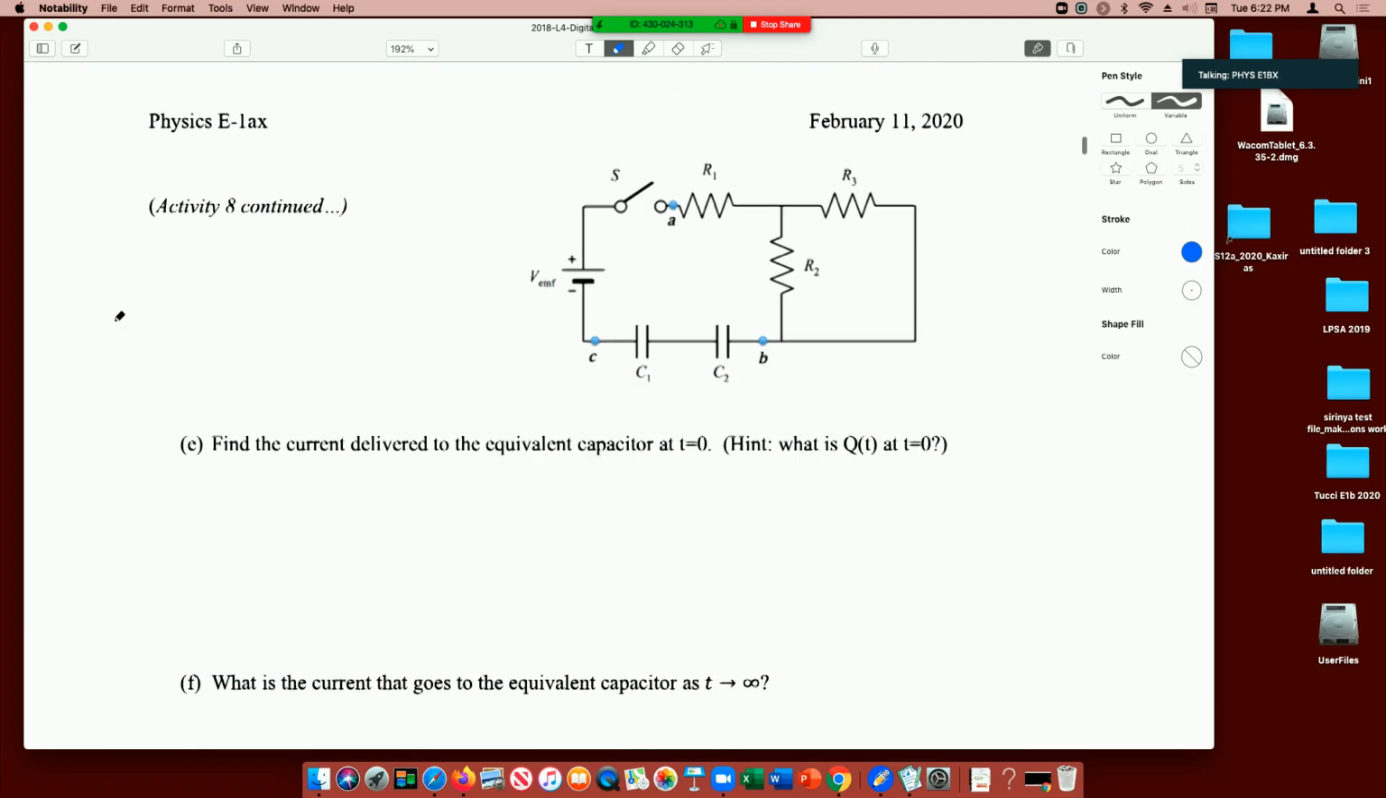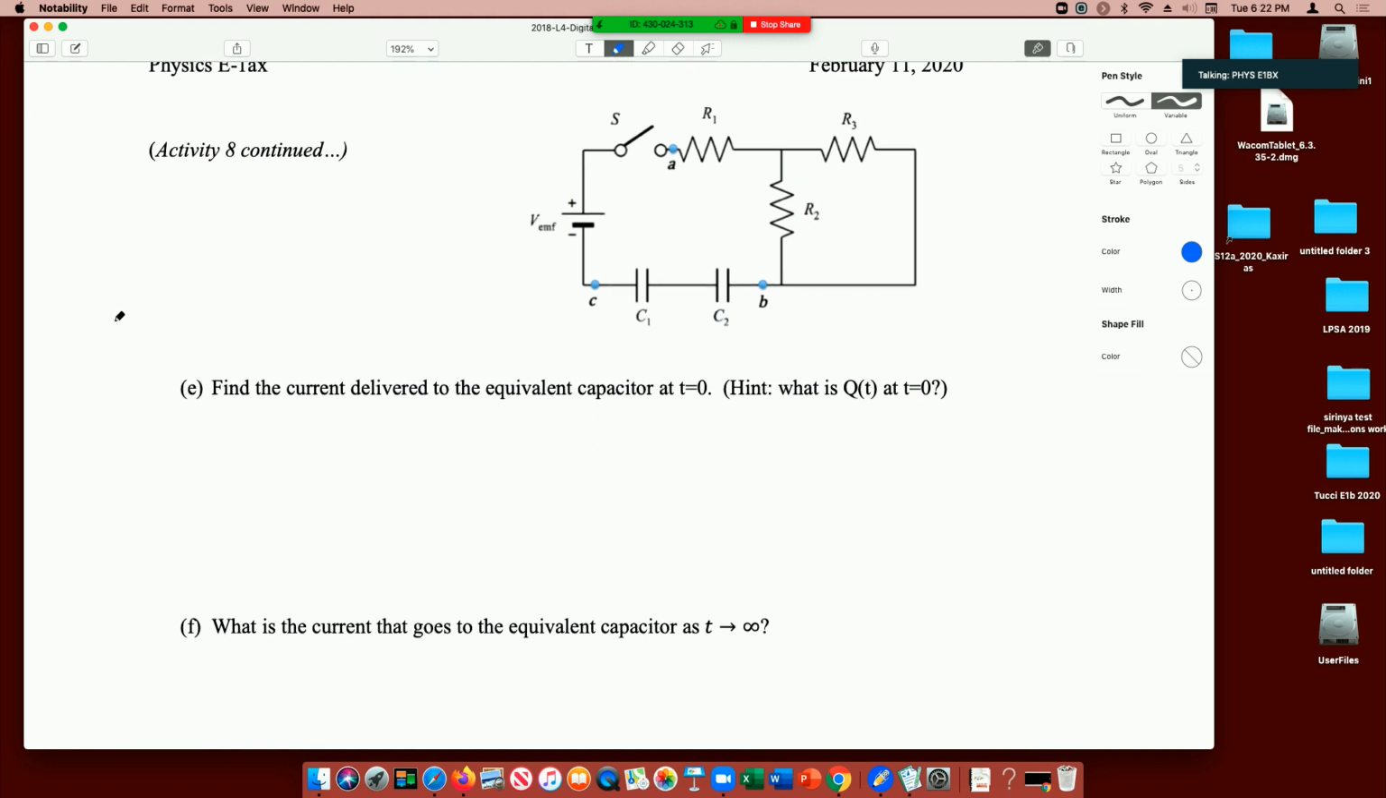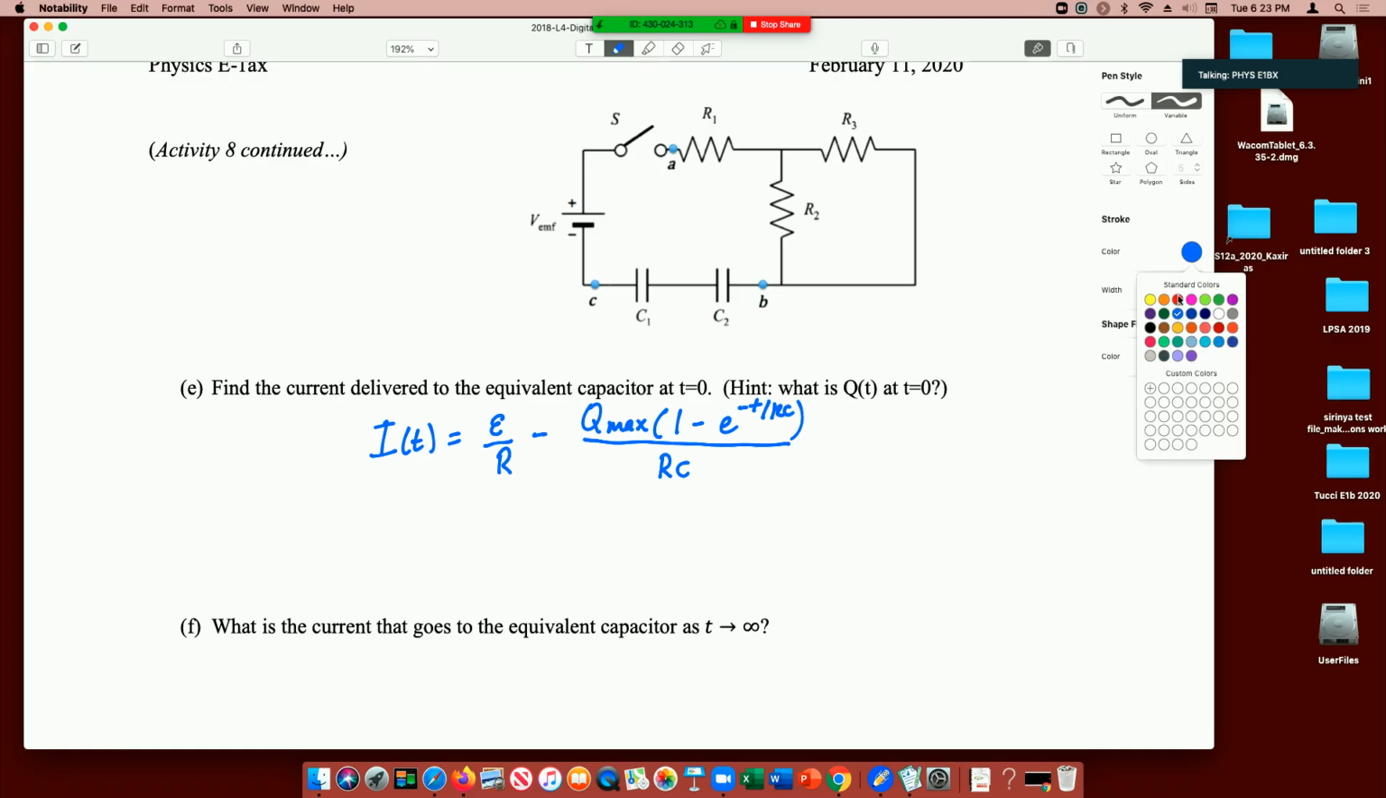Okay, so let's see how you did. Let's go over the case where t equals 0. Let's start with the longer version of the equation. We've got the current as a function of time equal to the EMF divided by the equivalent resistance, minus Q max times 1 minus e to the negative t over RC, divided by RC. So let's talk about what happens to this part of the equation.